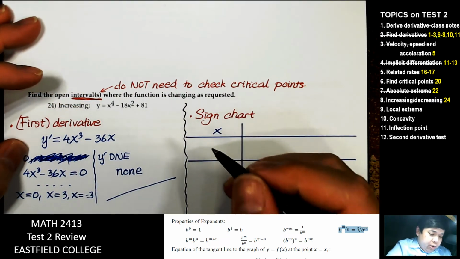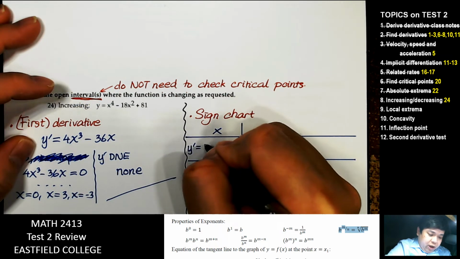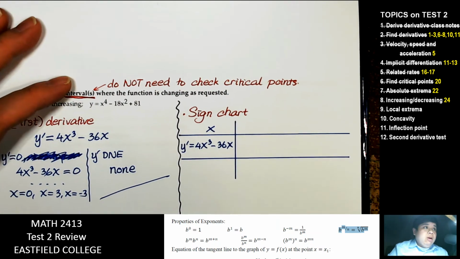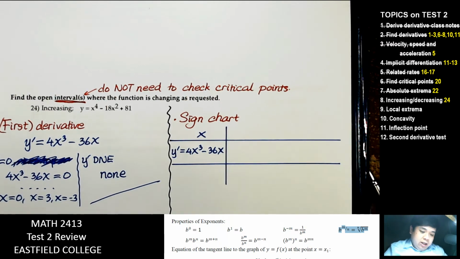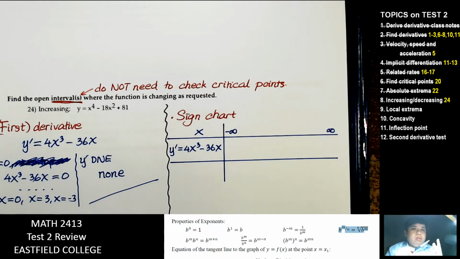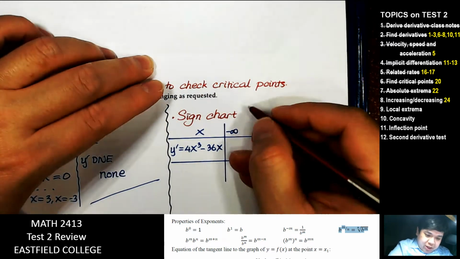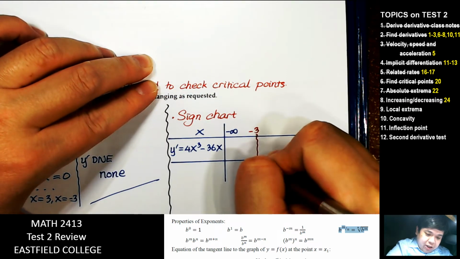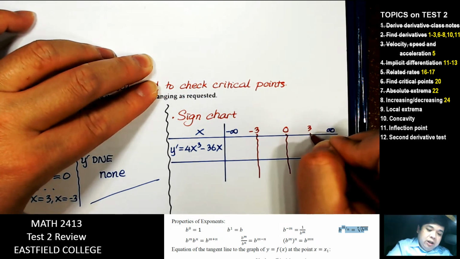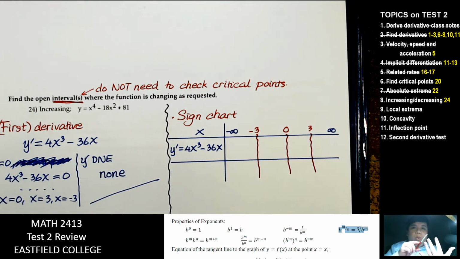Right, x derivative, we have 4x cubed minus 36x. There are 3 points here. So the points will divide the number line, and the test point will be in the middle. So we have negative 3, 0, and 3. We have 3 points, and so it will divide into 4 intervals.